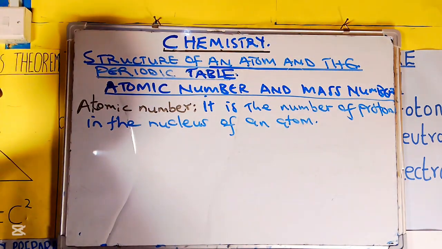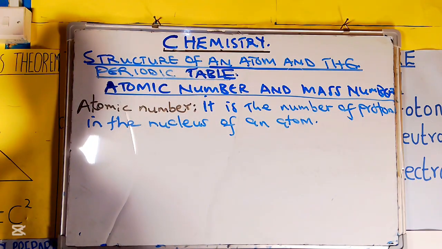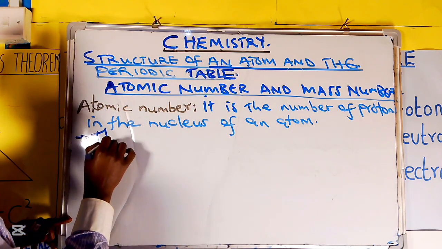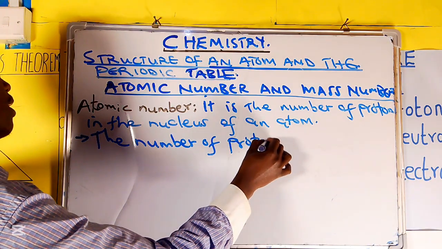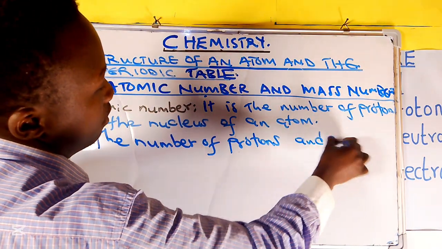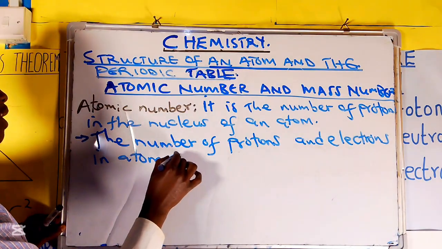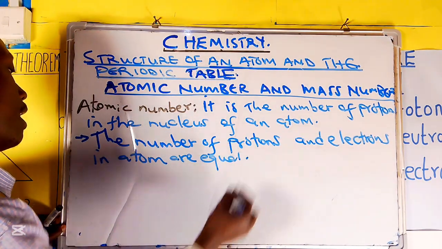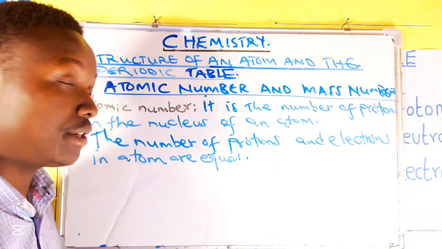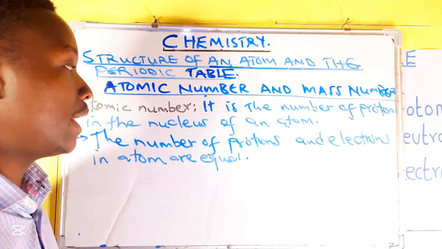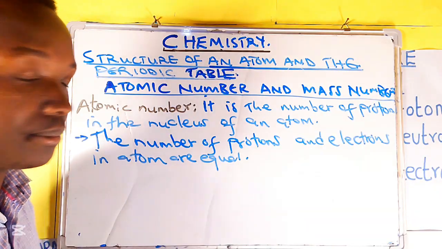Another thing that I want you to understand about atomic number, or the proton number, is that the number of protons and electrons in an atom are equal. So the number of protons, the positively charged particles, and the number of electrons, the negatively charged particles, are equal, or they are the same.